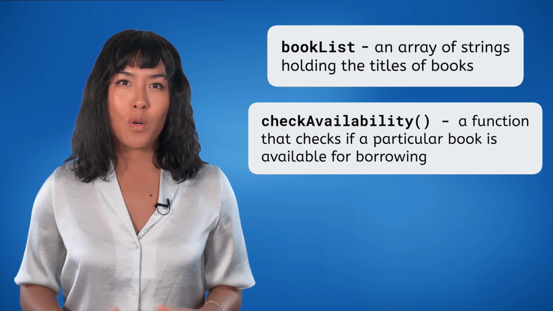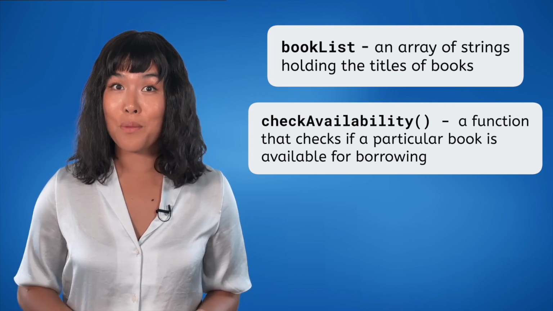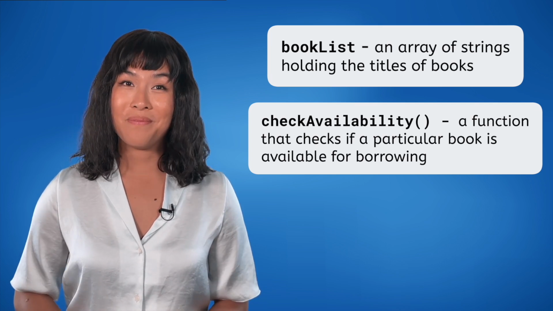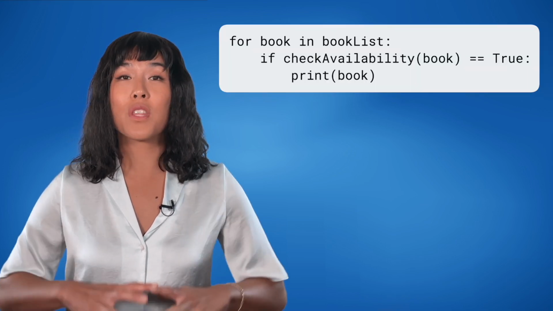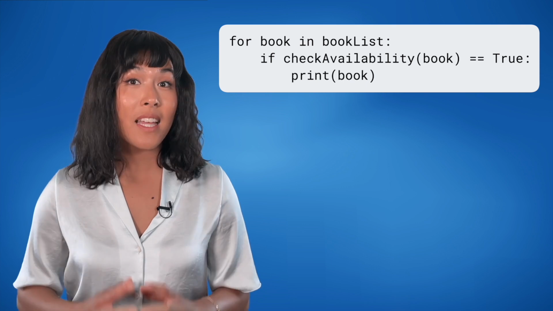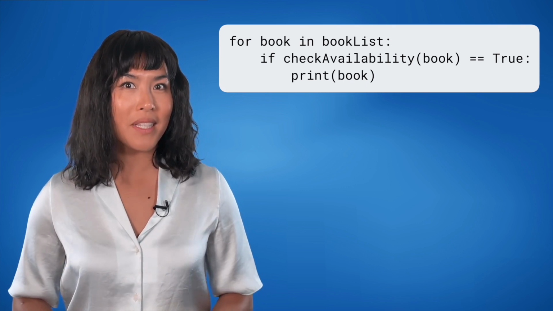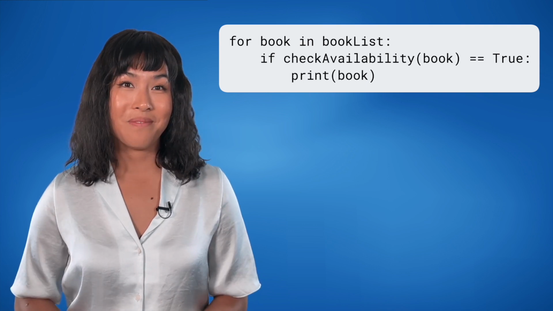Inside the loop, we'll use an if statement to check if each book is available. If a book is available, we'll print its title. Let's code this scenario together. First, we create a for loop to iterate over the array of books. Within the loop, we use an if statement to check each book's availability. If a book is available, we print its title.